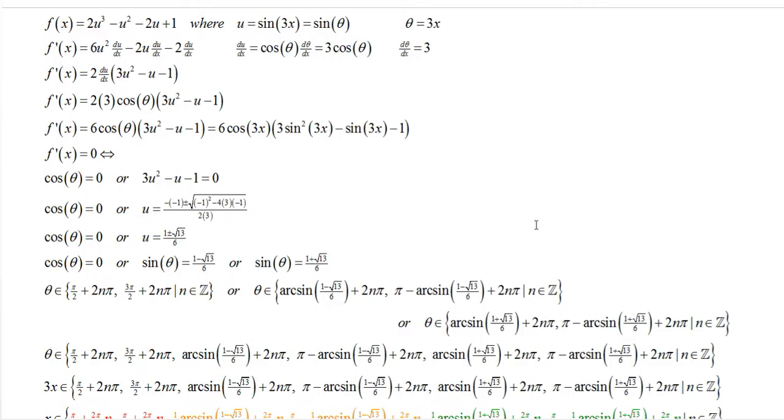Now we want to set the derivative equal to 0. So what are the possibilities? Well, 6 is a factor, but it's not 0. Cosine of theta could be 0. Or this polynomial, 3u squared minus u minus 1 is 0. Well, we'll come back to cosine of theta equals 0 in a minute. On this one here, unfortunately, it doesn't work out very nicely with anti-FOIL factoring, so we'll have to solve that using the quadratic formula.